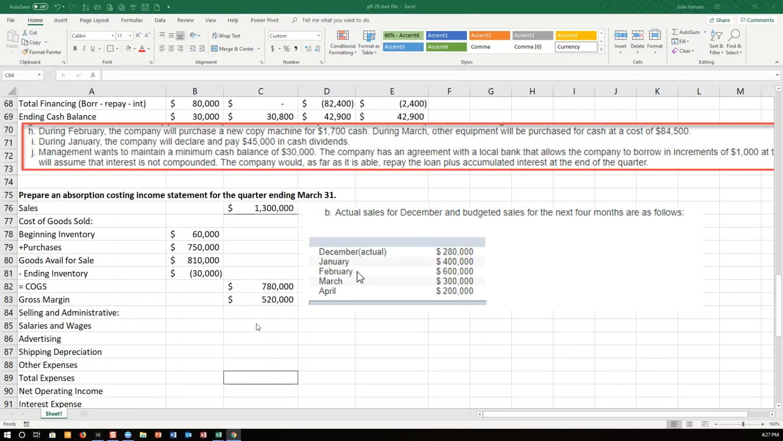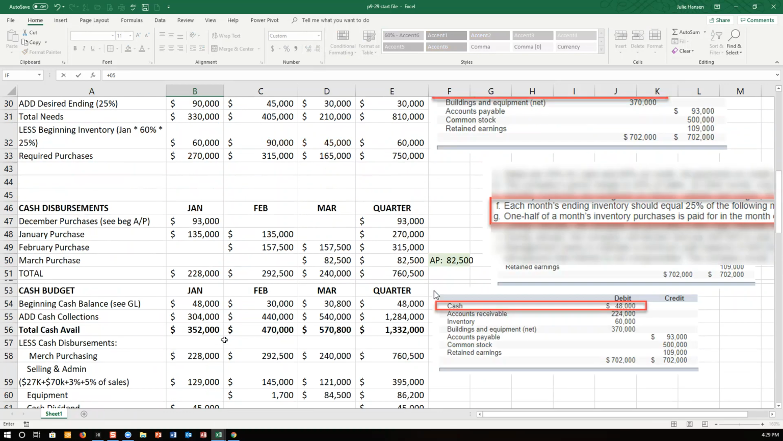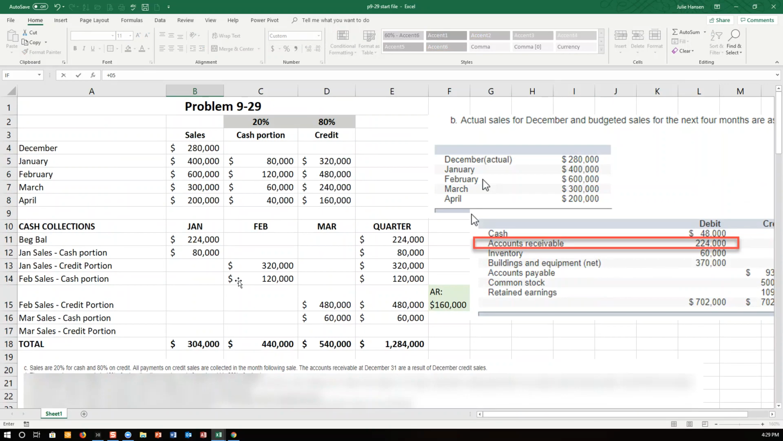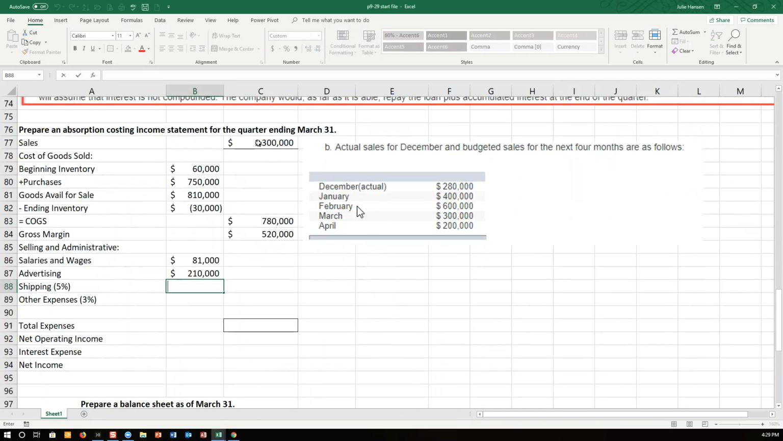So if we take $27,000 and we multiply it times 3, why times 3? Because that's how many months we're in this quarter. We come up with this. Same deal if I add my $70,000 and I multiply that times the 3, then I'll come up with that. Shipping was the 5% of the sales, so we're going to take 5% and we're going to come back over here and we're going to find out what our total sales are for the quarter. So here I'm just going to take my sales and I'm going to multiply that times 5%.